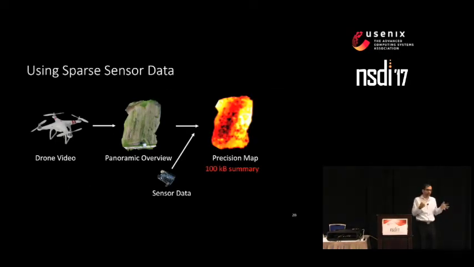So what I've shown to you now is how we can use these drones together with the sensors to expand the coverage of these sensors. One thing I want to note here is that this precision map is just 100 kilobytes in size, which is much smaller than gigabytes of raw data that we would have generated. And we can easily ship them to the cloud. So this is the unit that acts as summary for us.